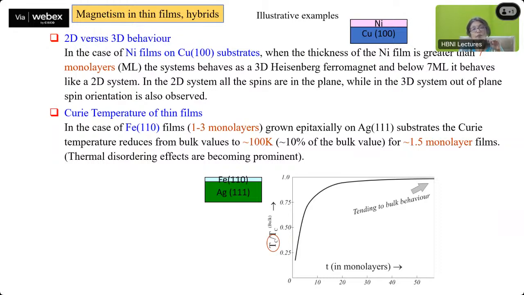So in the 2D system, what happens? All the spins are in plane. Whereas in a 3D system, it is going to be out of plane spin orientation.